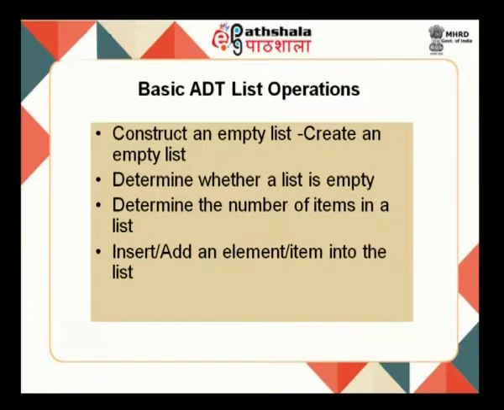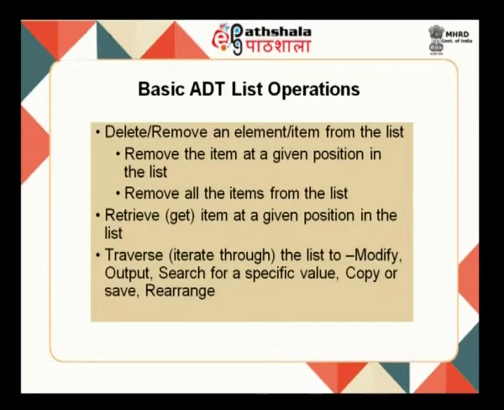This is we are looking at it from a very abstract way. Most of these operations are common irrespective of the data type you have, but how that is implemented is what is different. So, construct an empty list, determine whether the list is empty, this is a Boolean operation obviously, determine the number of items in a list, it will give the number. So, the output will be an integer, insert an element, I will come to that, that is a little more interesting. Delete, so deletion, you can delete one element at a particular position, or you can delete all the elements of the list. Retrieve means you can retrieve from a given position, or you can traverse a list. The traversal is necessary for modifications, for outputting, for searching, for copying and so on.